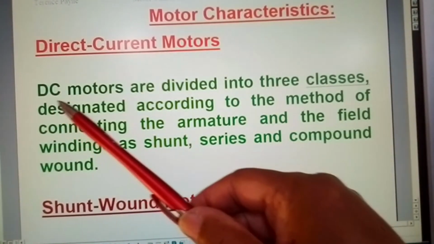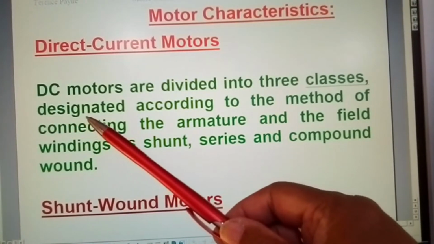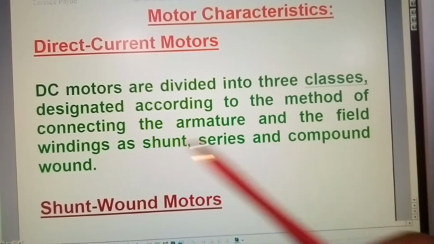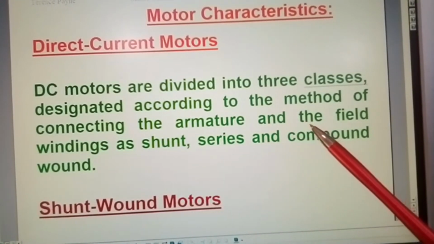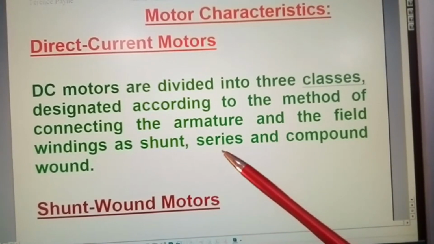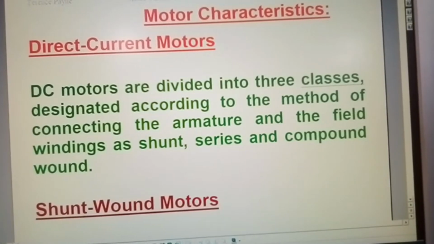Okay? DC motors are divided into three classes, designated according to the method of connecting the armature and the field windings as shunt, series, and compound wound. Okay?